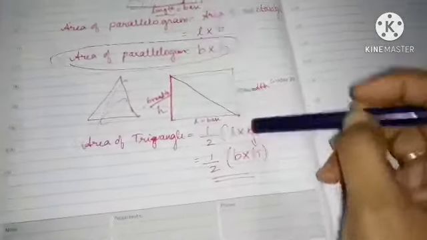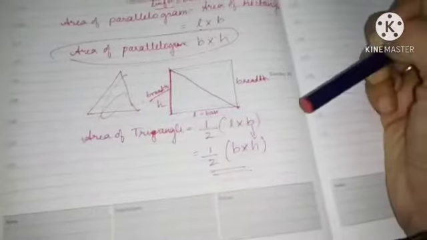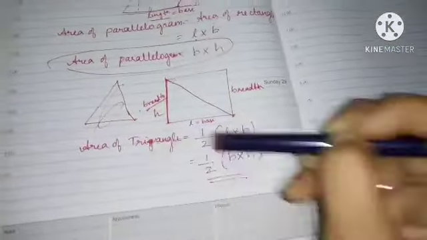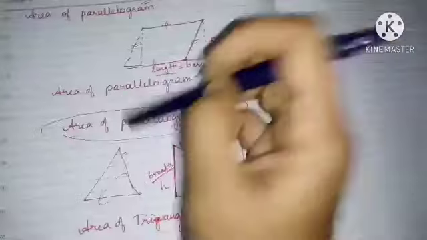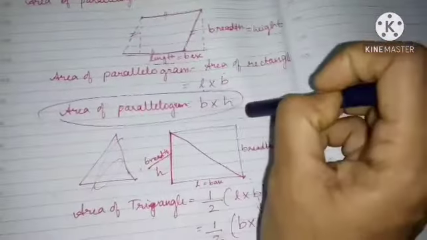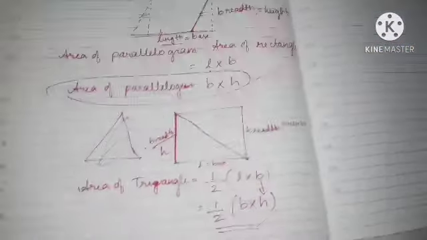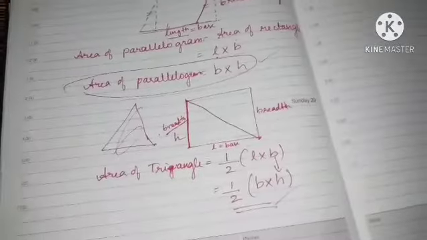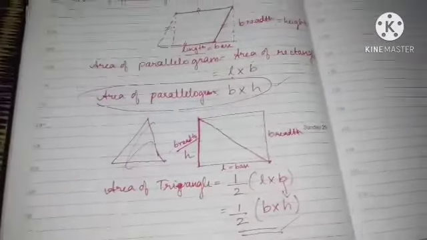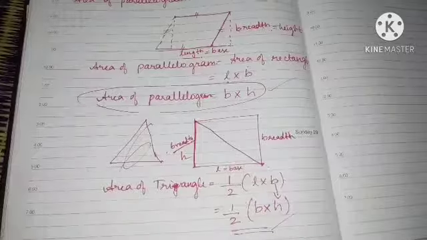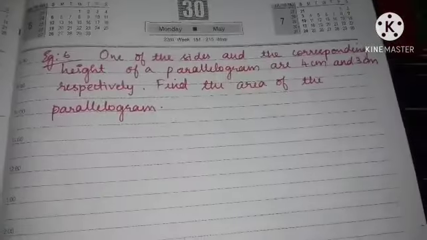L into B is used only for a rectangle, but when it comes to a triangle, half BH. When it comes to a parallelogram, BH. So this formula is very much important. Based upon this formula only, we are going to derive the answers in this exercise. Understood?